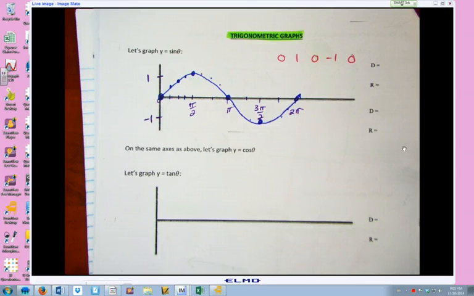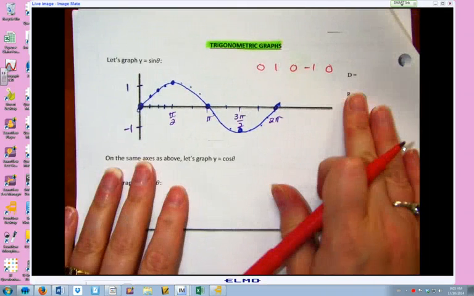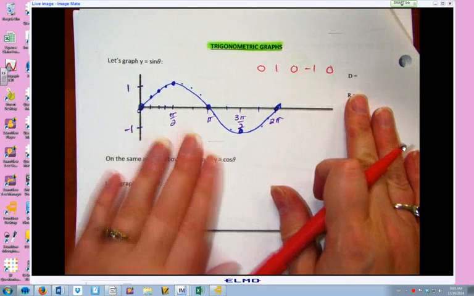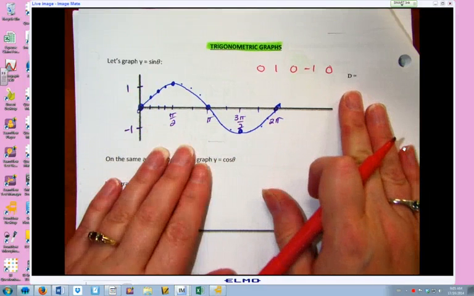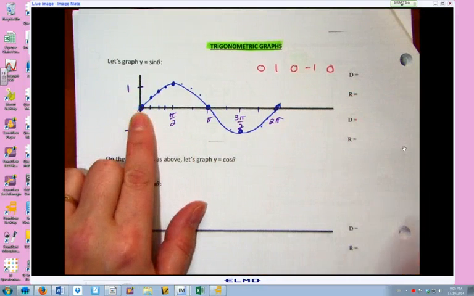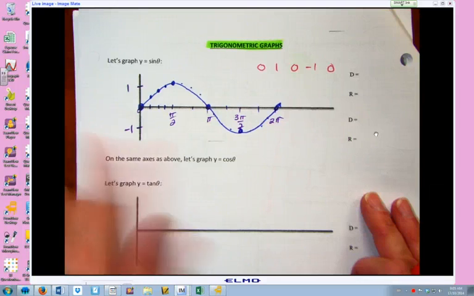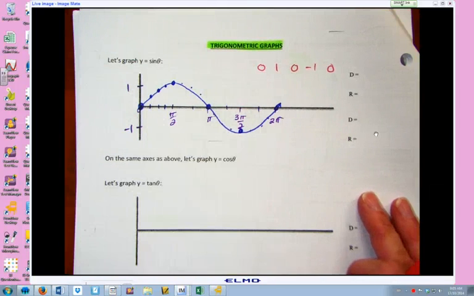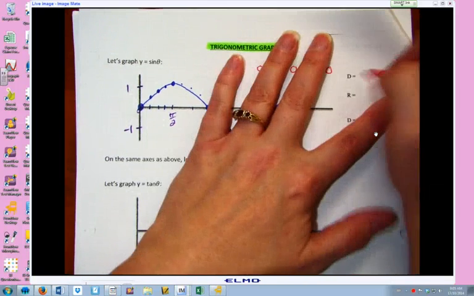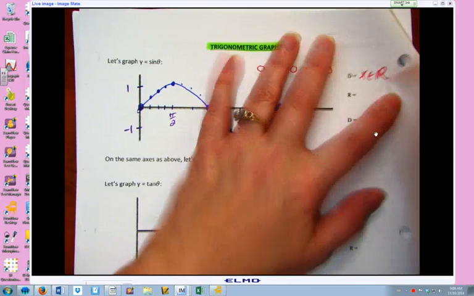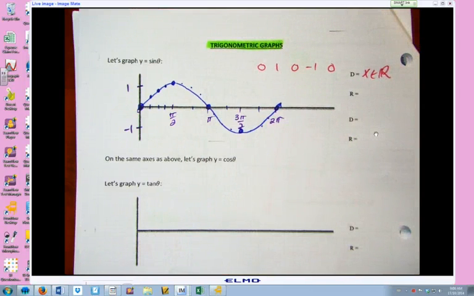Domain and range. Okay, so why is it all real numbers for the domain? It stops here. But in theory, we know that you can go backwards around the circle, and we know this goes on forever because that would just be more revolutions of the circle. So the domain is x ∈ ℝ, or negative infinity to infinity if you like that better.